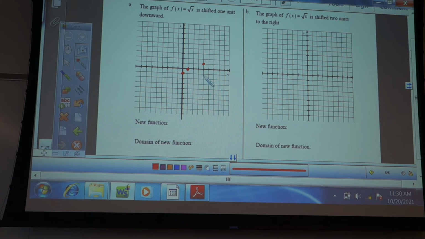Right 9, 1, 2, 3, 1, 2, 3, 1, 2, 3, up 9, up 3. And then draw your swoosh. Swoosh.